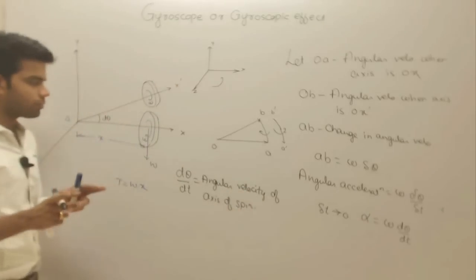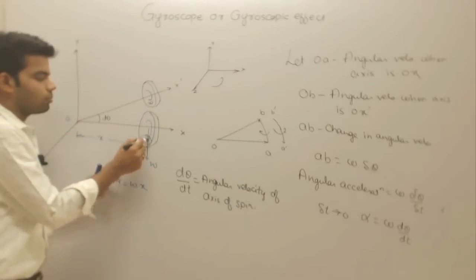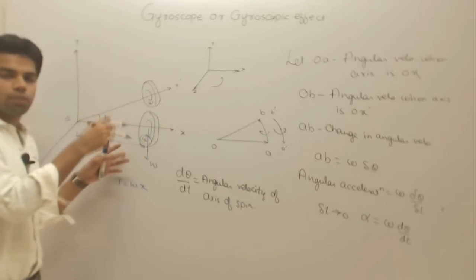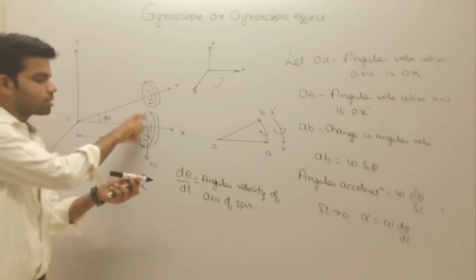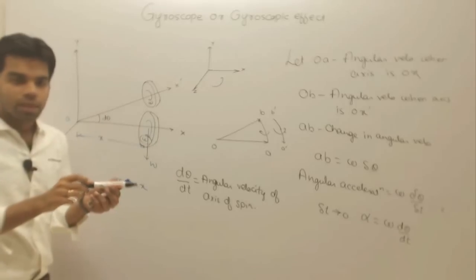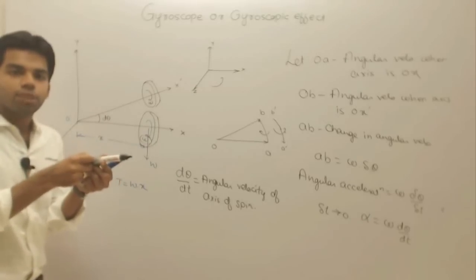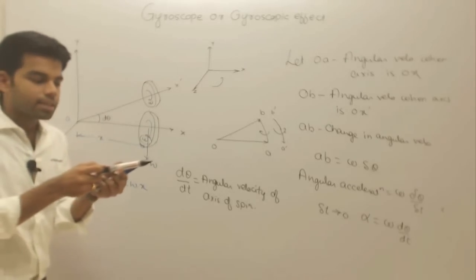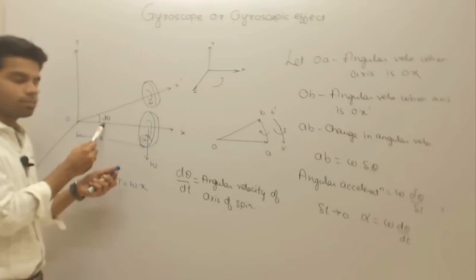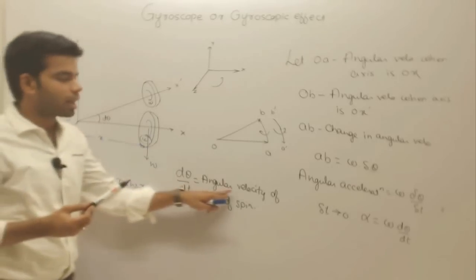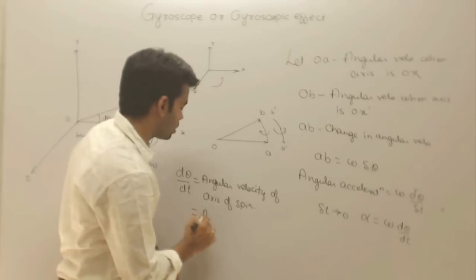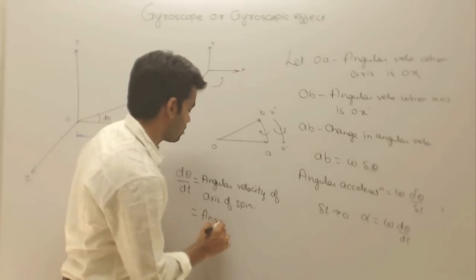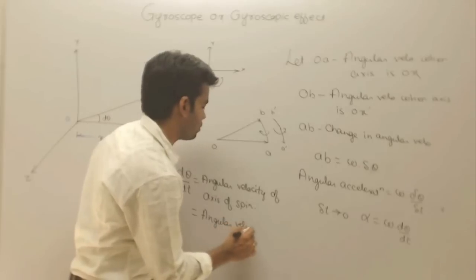Okay, there are two different things. First thing, the omega. What is this omega? This omega is the angular velocity of a spin, the angular velocity with which this rotor is spinning. Second thing, the axis in which this rotor is spinning, that axis is also moving by an amount d theta. So, d theta by dt is nothing but the angular velocity of the axis of spin, and this is also called the angular velocity of precession.